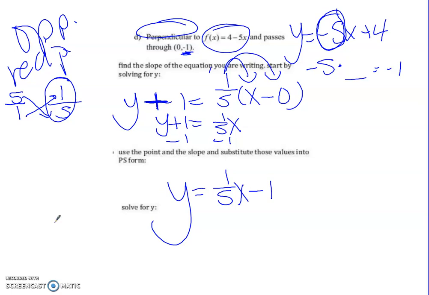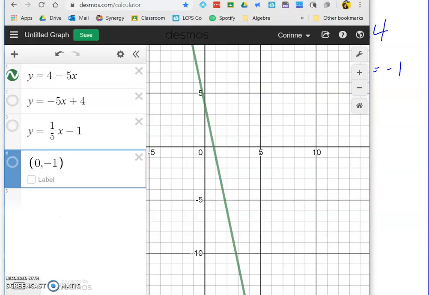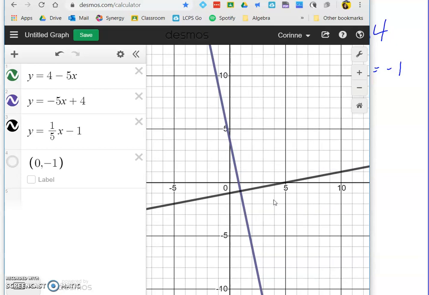So let's go on over to Desmos and check that. We want to first make sure that we solve for y correctly. Does the purple line cover the green line? And it does. Is the black line perpendicular to the purple line? And it looks like it is. They cross at right angles. And is the point 0, negative 1 on the black line? And there it is. So we've done this problem correctly.